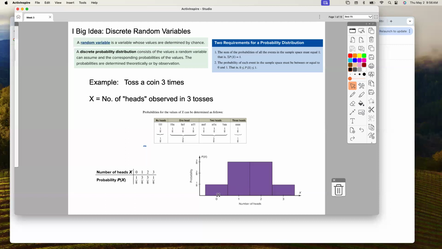And so you can see that if the width is 1 and the height is 1/8, then again, we have that area being 1/8, and so forth. All right. So this is an example here.